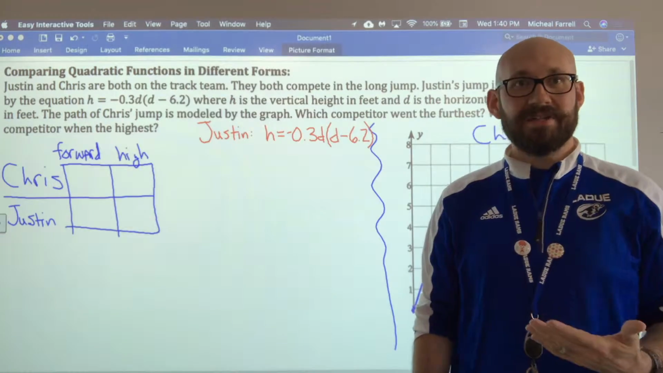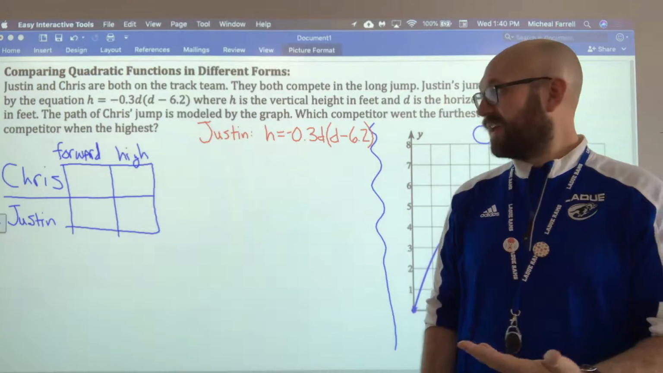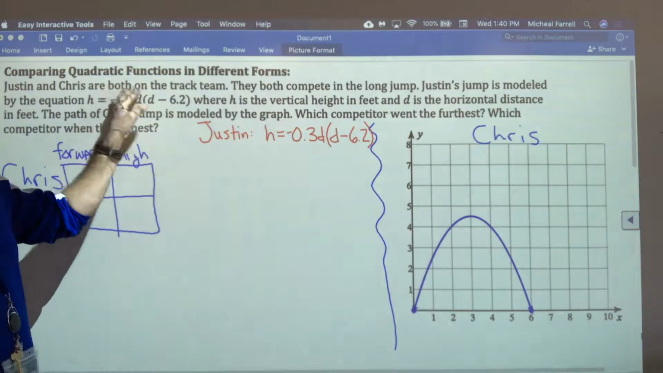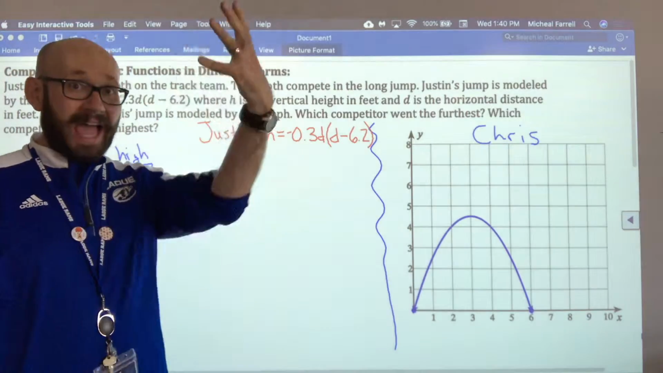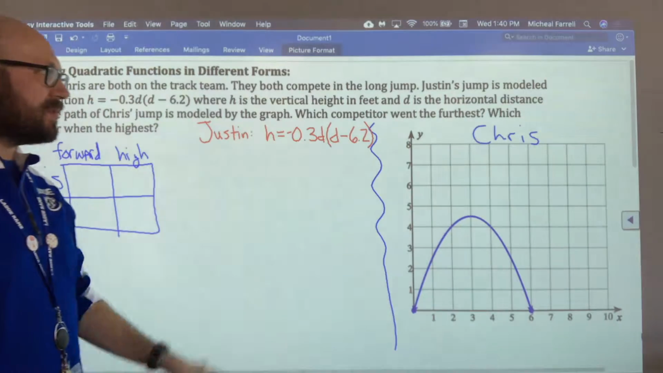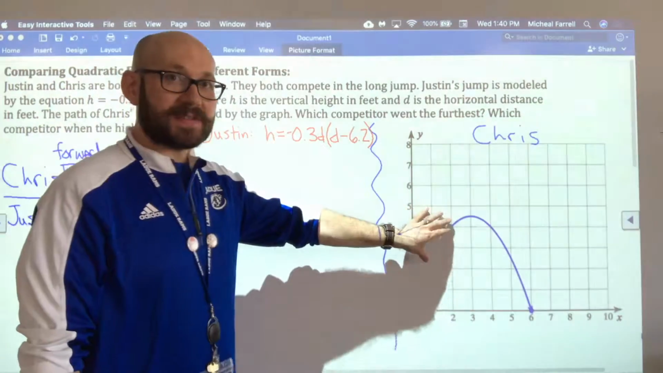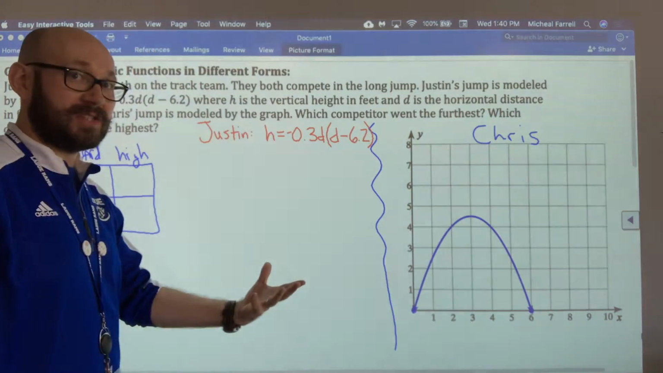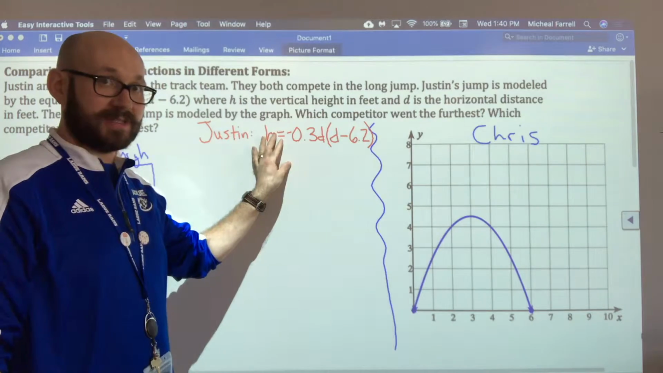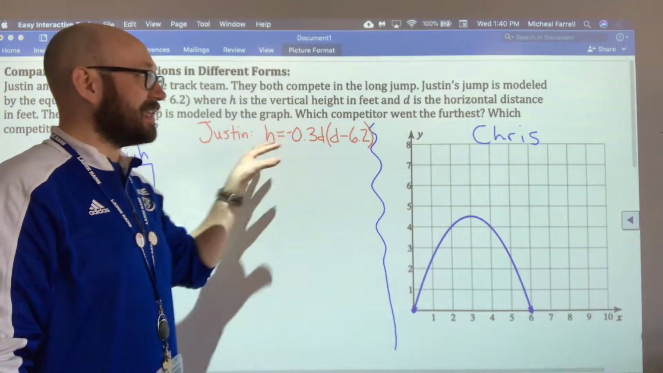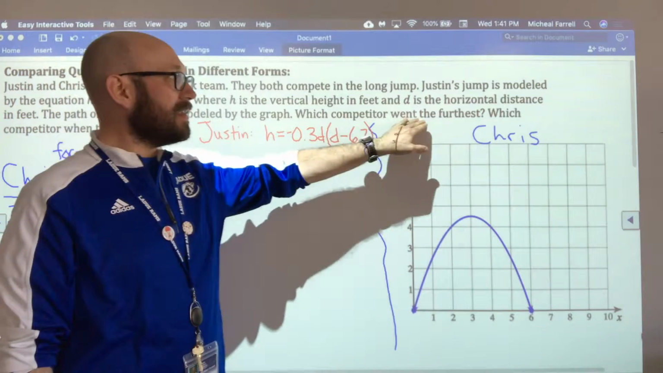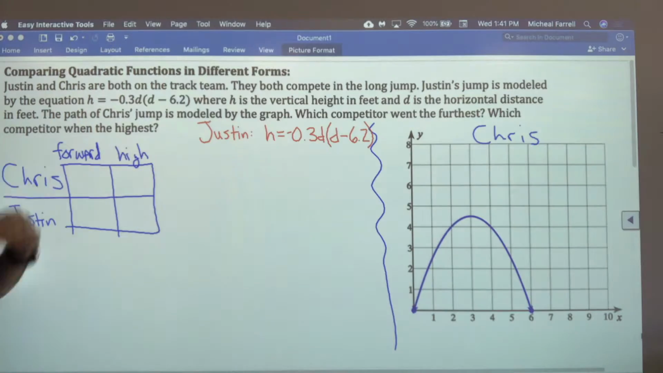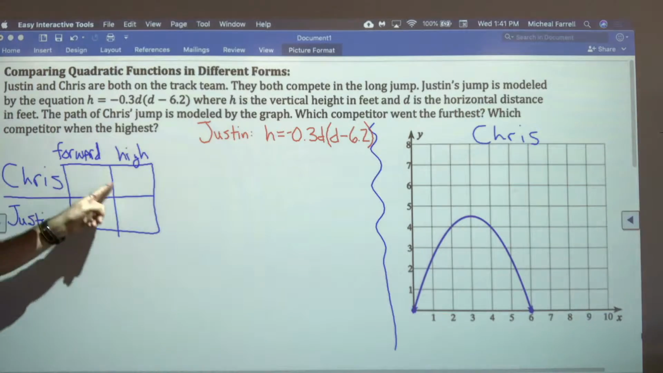All right, now we're going to put our knowledge of x-intercepts and vertices to use in the problem context. So here we have two guys, Justin and Chris. They're both on a track team, and they're measuring how high and how far they can jump. So we have two ways of representing that. We have Chris, his jump is represented by this parabola, this graph. Justin's jump is represented by this function. So we're going to have to take features of each of these to compare which one went further forward, and then which one was able to jump the highest. So I've made this little chart here to keep track of what we find out.